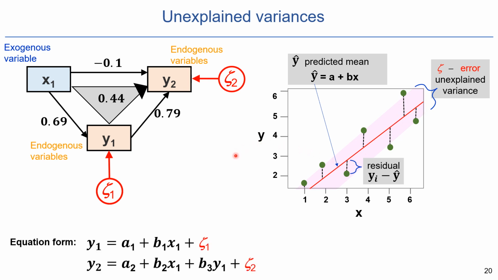So we should include the error variances also in our equation form in addition to the predictors. And in the path diagram, the residual variances are shown by the circles and the arrows pointing into our endogenous variables. This means that there are unknown sources which predict our endogenous variables.